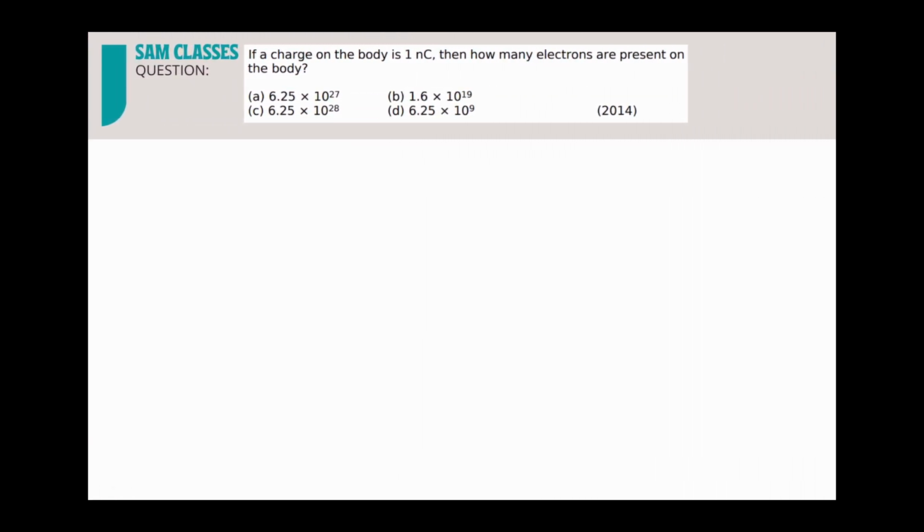Now if you see the first question, students: if the charge on a body is 1 nanocoulomb, what have they given? Charge. So you can write Q is given as 1 nanocoulomb. You should know that 1 nanocoulomb is 10 power minus 9 coulomb. Now how many electrons are present in the body? This question is based on the quantization of charge.